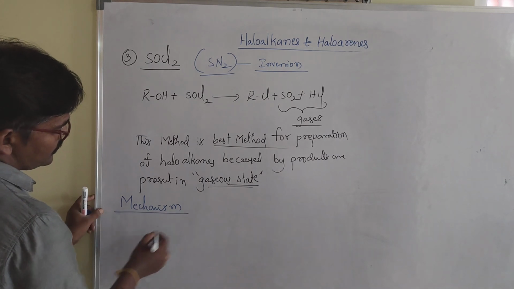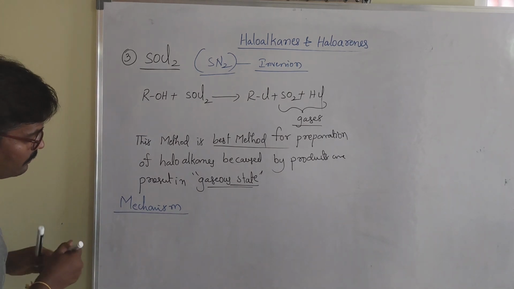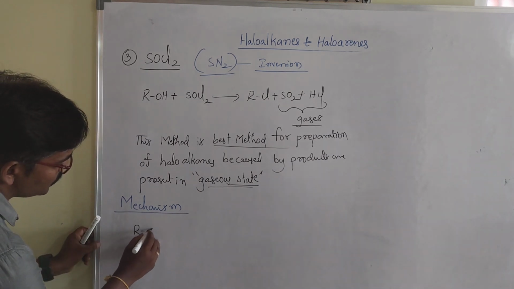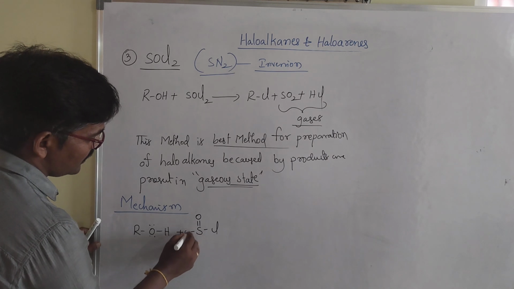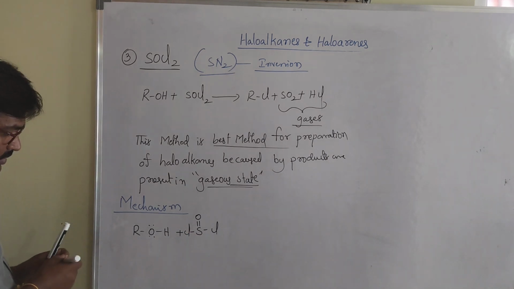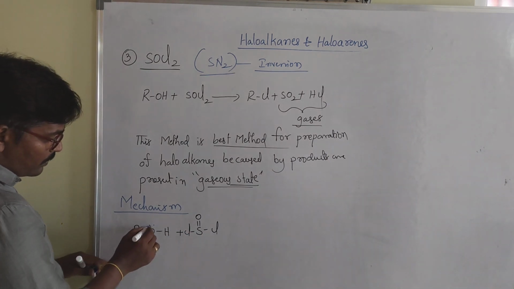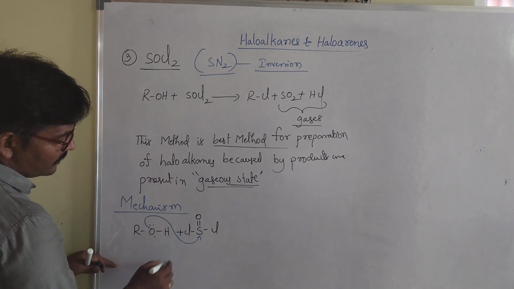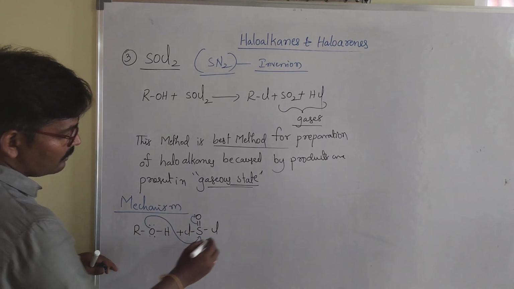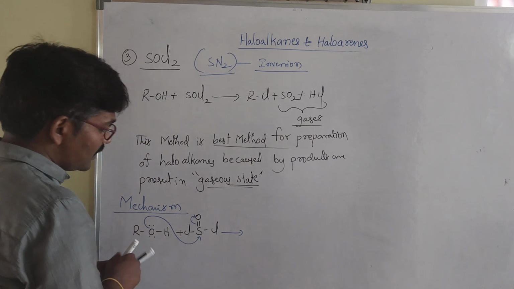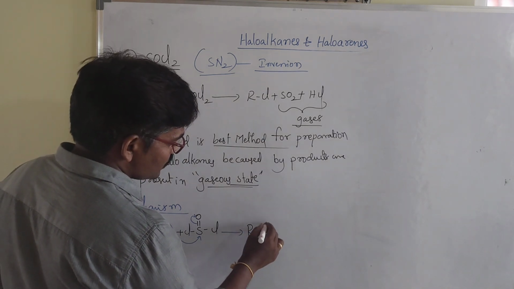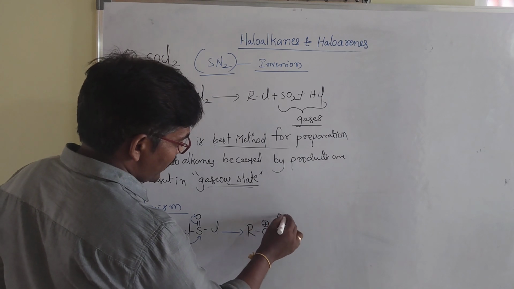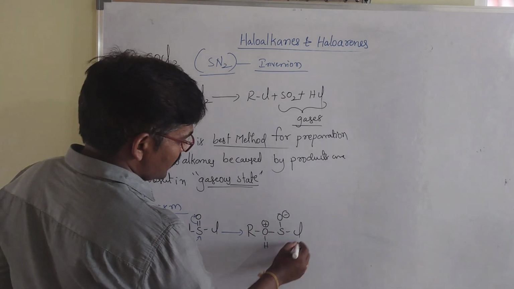So if you observe the mechanism, what is there in the mechanism? First we take R-OH alcohol, lone pair of electrons are there. SOCl2: S double bond O, then Cl, then Cl, like this. Clear? So now we know that the lone pair of electrons is going to attack the sulfur. Once it is attacked, that will shift there. Then what will be formed? R-OH with positive charge, then S, then O minus, then Cl, then Cl.